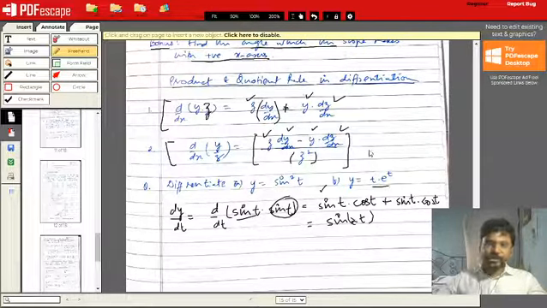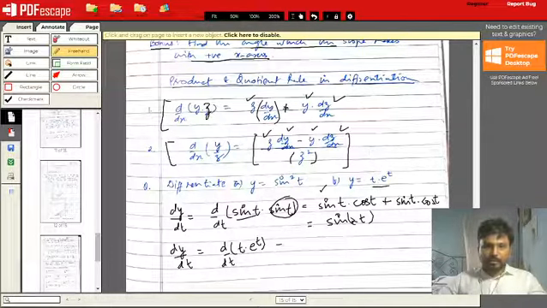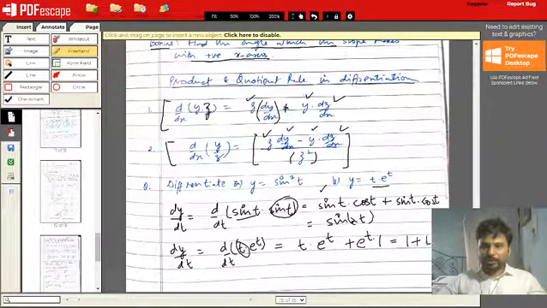Next we have to differentiate t e to the power t, d by dt of t e to the power t. Keeping t outside, the differentiation of e to the power t is e to the power t. Keeping e to the power t outside, the differentiation of t is 1. So that would be 1 plus t into e to the power t.